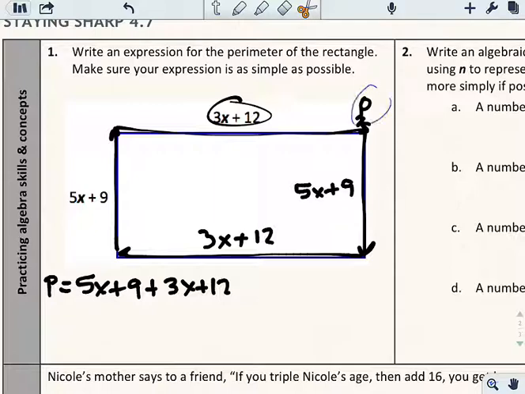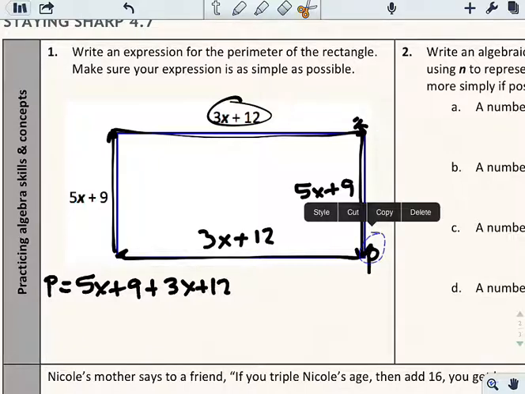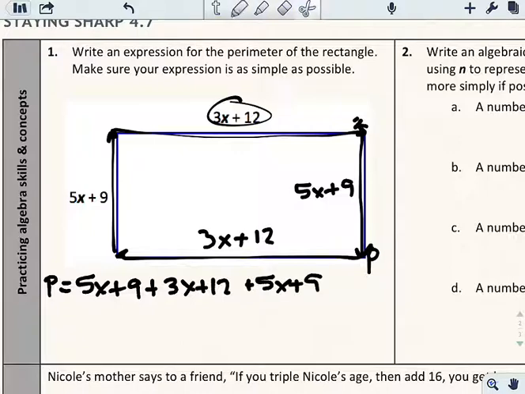Keep this fun going. Now, ooh, no, you stay. You stay where I put you. Okay, walking down there. That's another 5x plus 9. And my final little jaunt back to my starting position, I'm going to walk a final 3x plus 12.